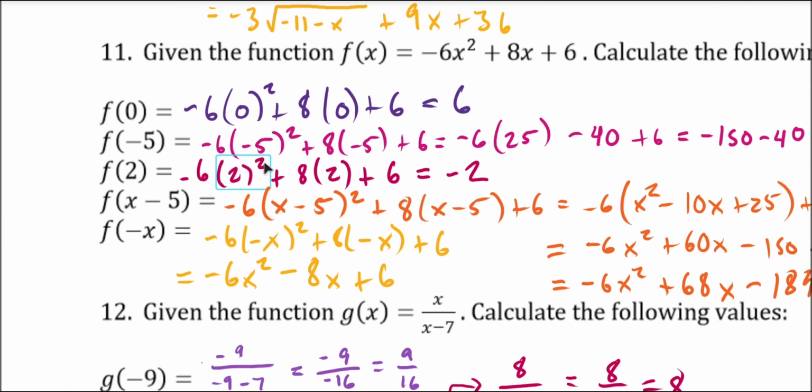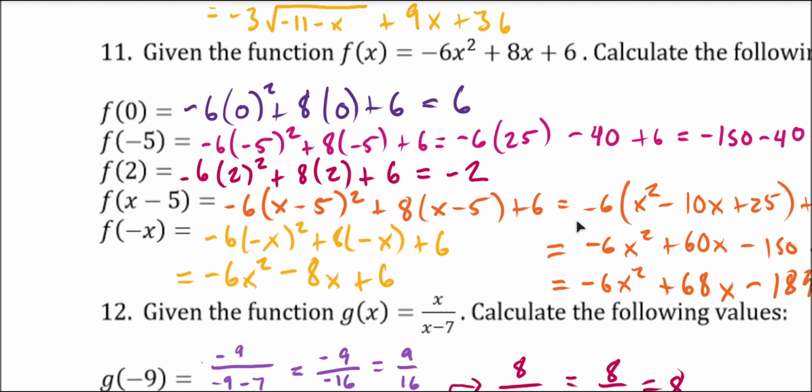Same deal, 2 squared is 4, 8 times 2 is 16, 16 plus 6 is 22, and minus 6 times 4 is minus 24. Minus 24 plus 22 is negative 2. Again, we have some expressions to evaluate. This is called composing the function with another function. We've plugged in essentially another simple function into f, and so all we have to do is replace our values of x with this particular function, x minus 5.